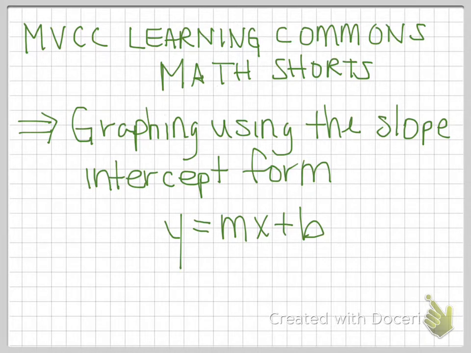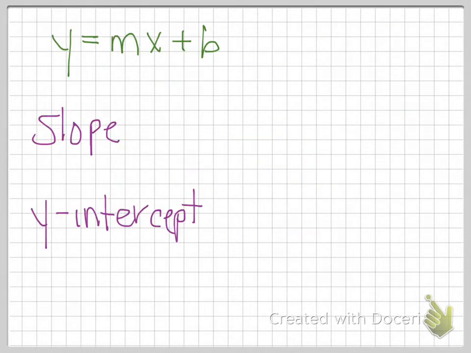The topic in this video is graphing using the slope-intercept form, y equals mx plus b. There are two parts to the slope-intercept form, or the y equals mx plus b equation, the slope and the y-intercept. The slope is labeled as m, and the y-intercept is labeled as b.